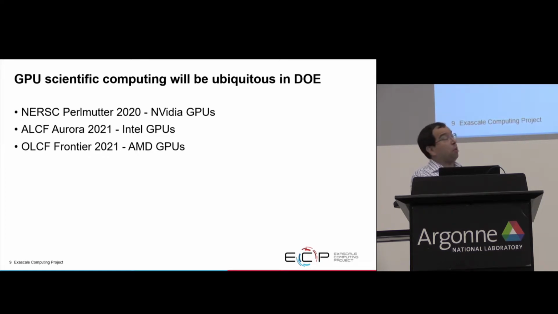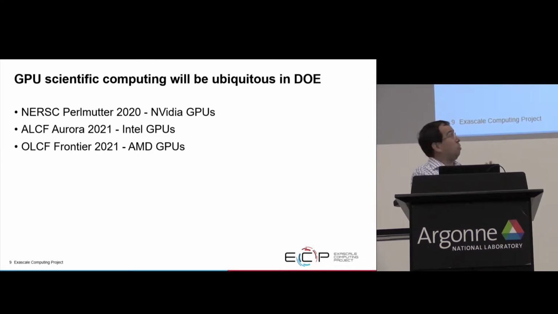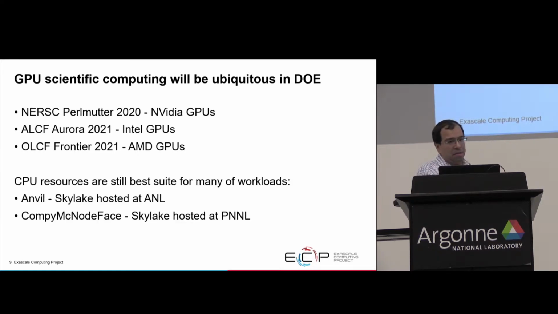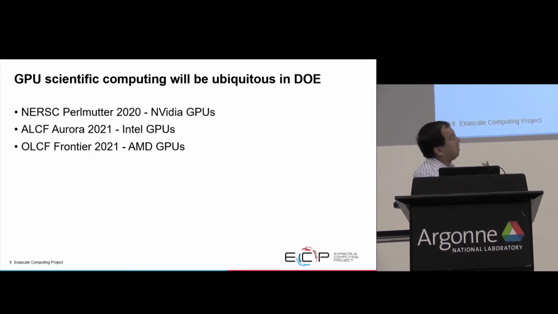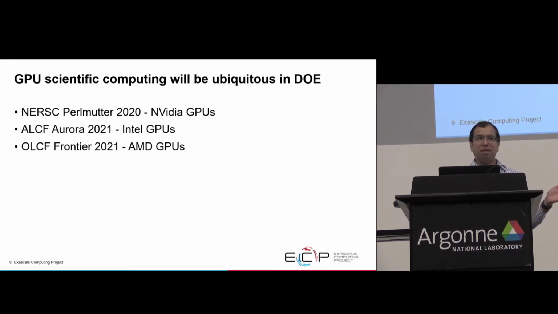Scientific computing with GPUs is going to be ubiquitous in DOE. In 2020, Perlmutter is coming online. This is the machine at NERSC, and it's going to use NVIDIA GPUs. Aurora is going to be Intel GPUs. Frontier will be AMD GPUs. So those of us who've punted on trying to get our codes working on GPUs can't really continue to punt, and we just have to go ahead and get our code running on GPUs.